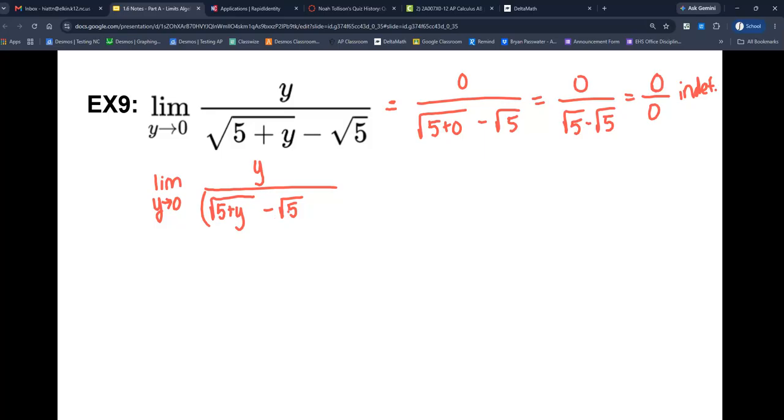All right, so I'm going to put some parentheses around that square root of 5 plus y minus square root of 5. And I need to multiply by the conjugate. The only thing I change is that minus sign right there in the middle. So it's going to be square root of 5 plus y plus the square root of 5. And if I do that on the bottom, I must also multiply on top.